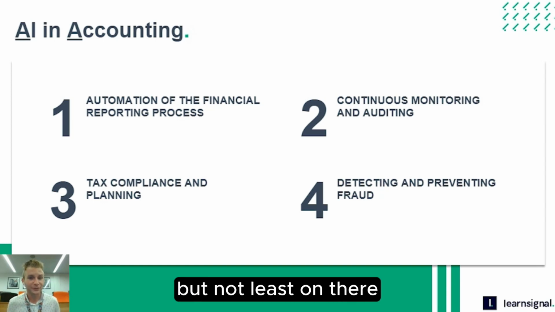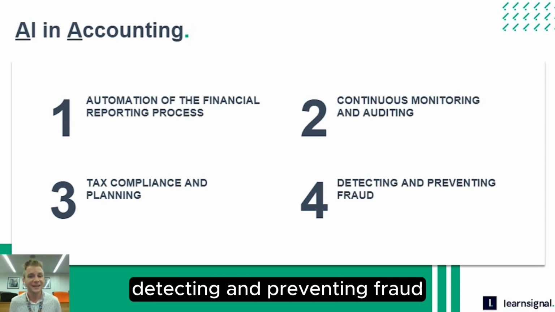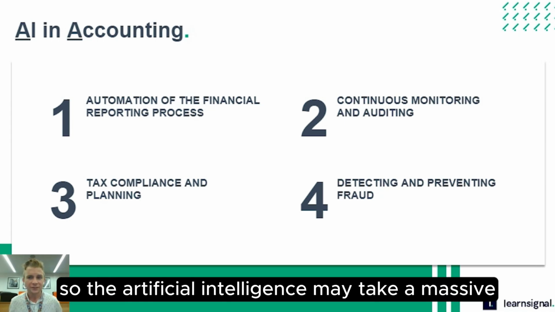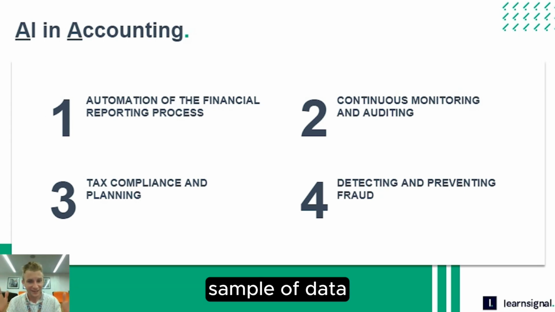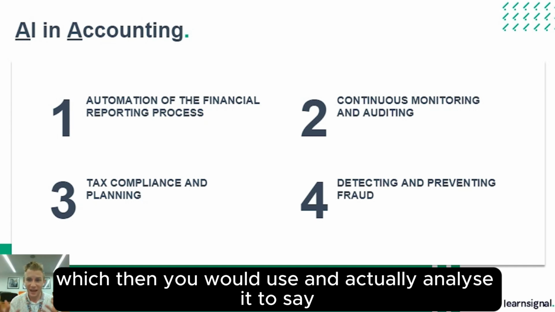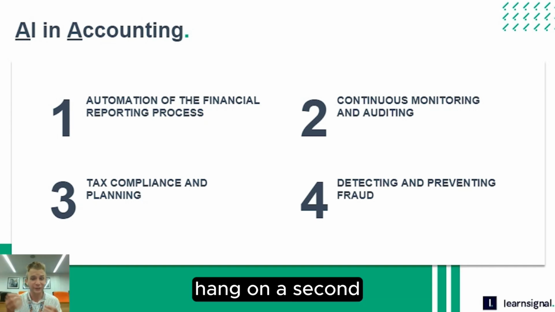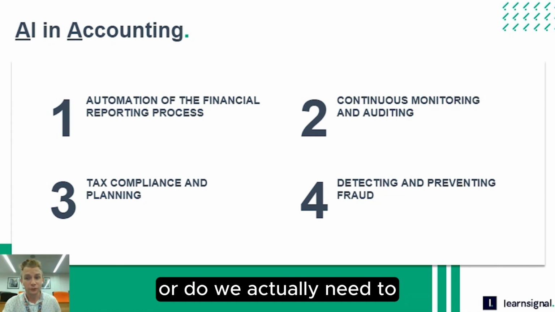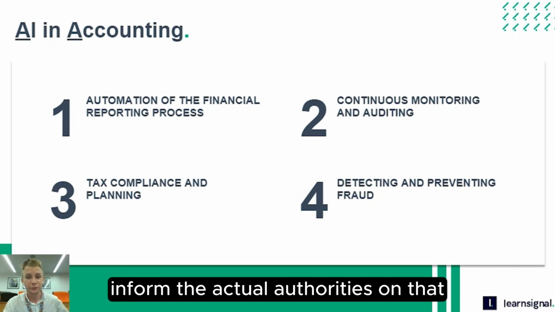And then finally, but not least, detecting and preventing fraud, from an ethical perspective as well. So the artificial intelligence may take a massive sample of data, trying to pick out outliers, which you would then analyze to say, hang on a second, what have we actually got here? Do we need to take this further, or do we need to inform the authorities?